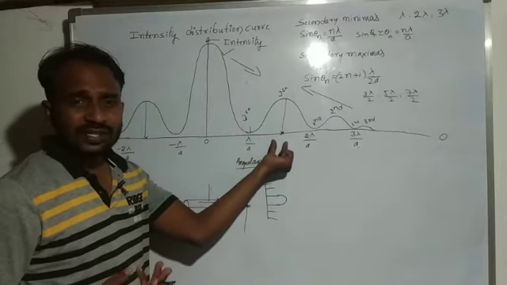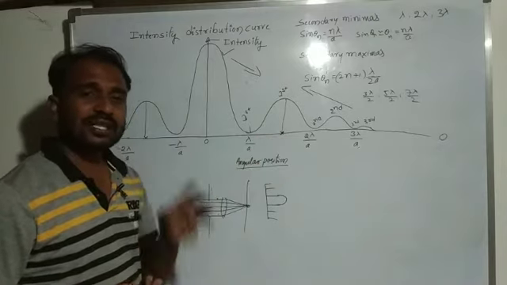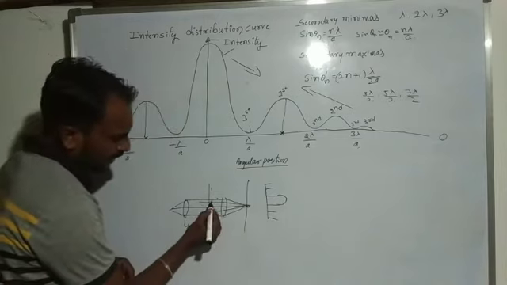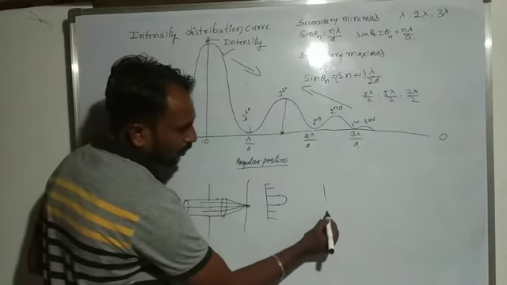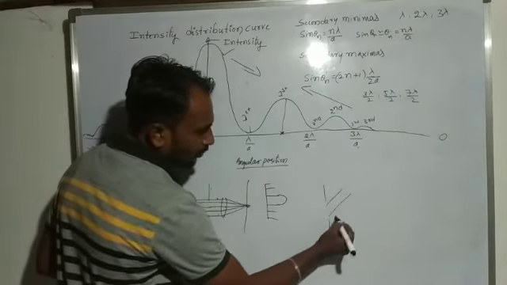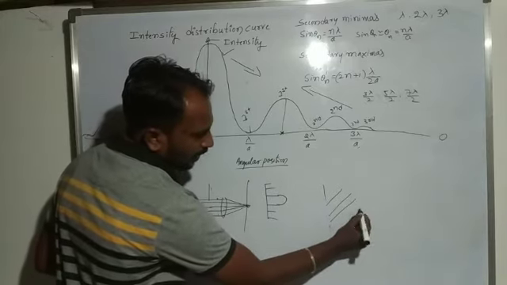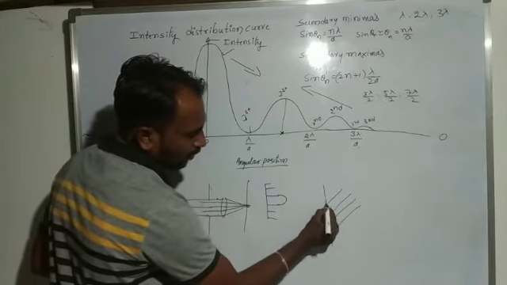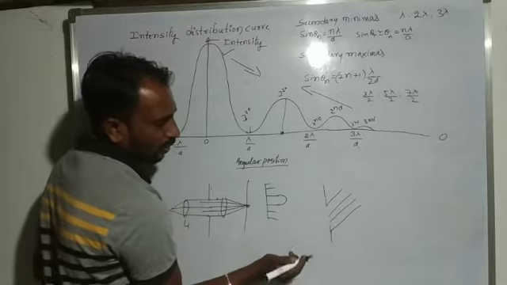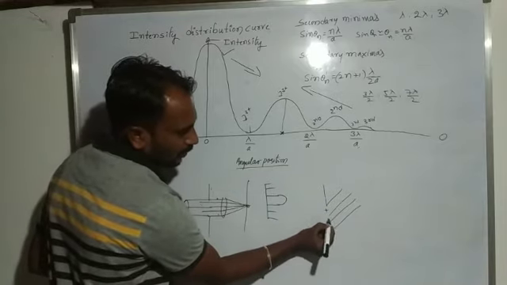So when we get a first secondary maxima, it means a slit is divided into 3 parts. Slit dividing into 3 equal parts: 1, 2, 3.